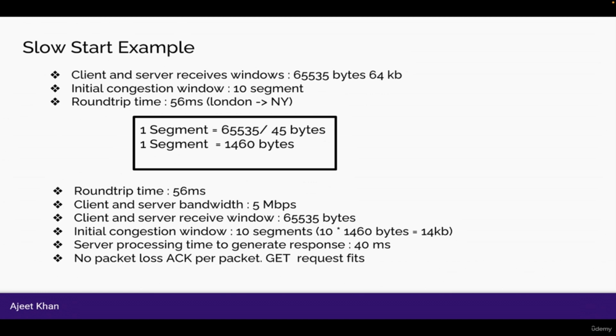The server processing time to generate the response is 40 milliseconds, with no packet loss and an ACK per packet. So these are the given details that we have, and we have certain assumptions here. As you can see, one segment is equal to 1460 bytes, and as we know, the initial congestion window is 10 segments, so initially it can send up to 14 KB. Now let us see this with a diagram.